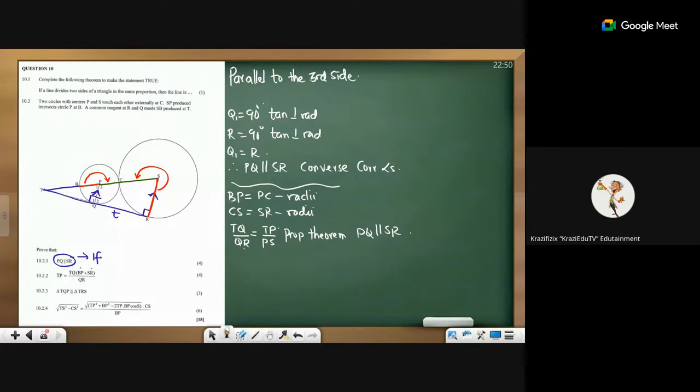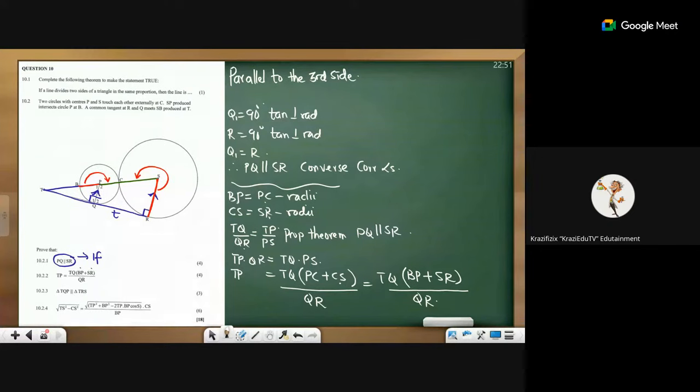All right, TP over QR, if I like, I can cross multiply so that my TP would be equal to TQ multiplied by PS, over QR. Check the line PS. Do you notice PS is PC plus CS, and I'm dividing by QR. But I know that PC is equal to BP, plus CS, which is SR, over QR. Check how swift and easy maths can be. Let me know, give me a thumbs up if you're okay with this.